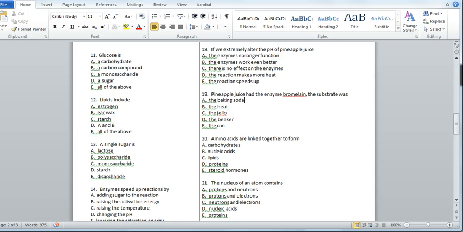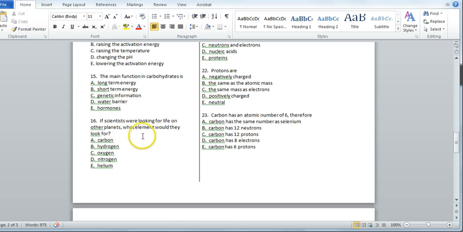Okay, let me pause here to find another good one. Okay, this is a great question to end with. If scientists were looking for life on other planets, what element would they be looking for? Carbon, hydrogen, oxygen, nitrogen, or helium? You know all those helium-based life forms. Not. Okay, it's carbon, of course.